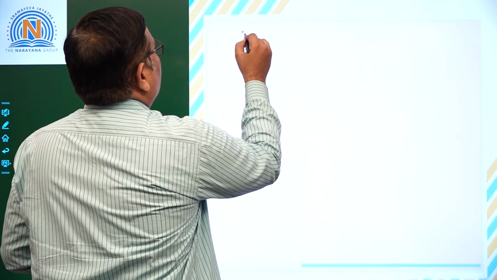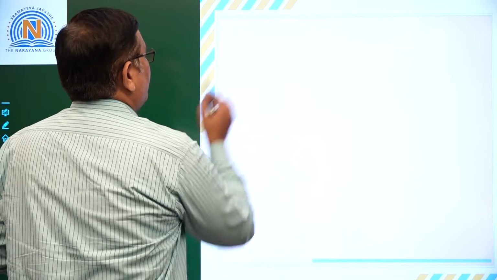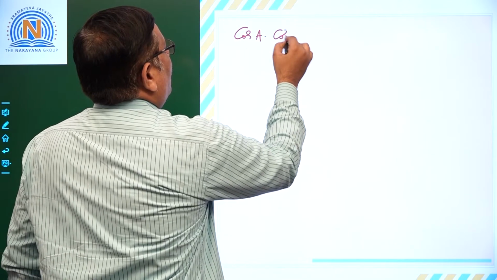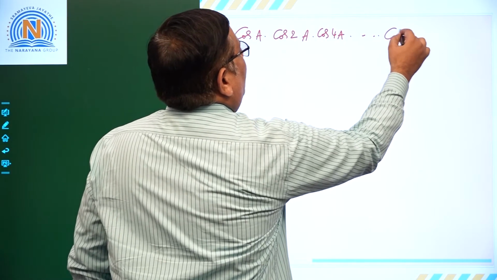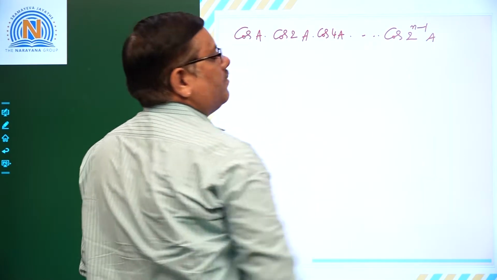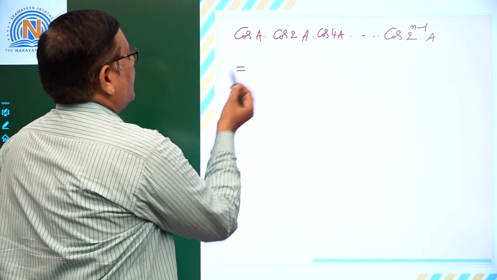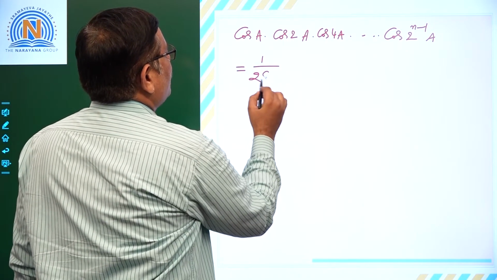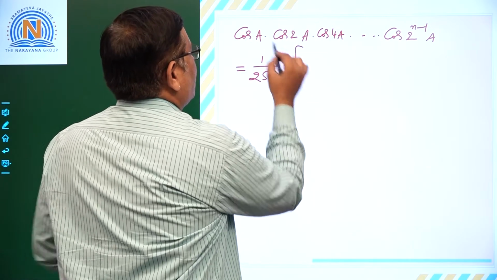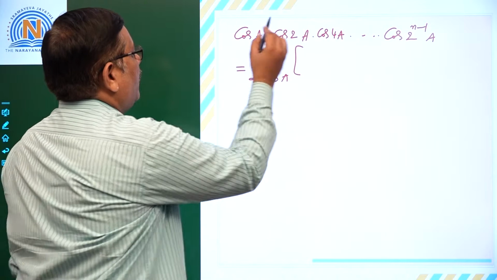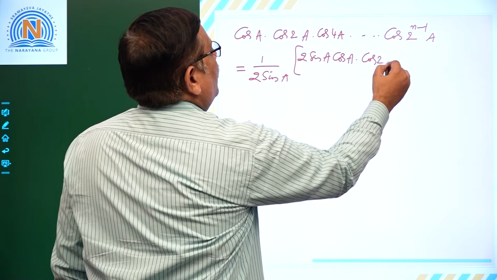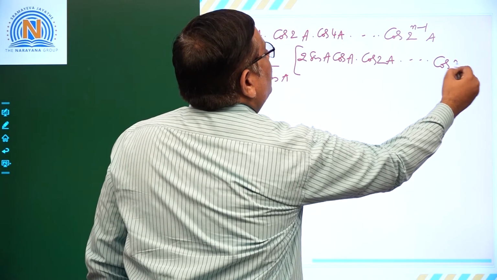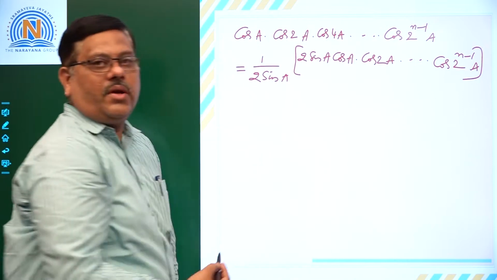We have cos A into cos 2A into cos 4A so on cos 2 power n minus 1 times of A. Let us multiply and divide with 1 by 2 sin A, both the sides I mean to say. What do you have then? 2 sin A cos A into cos 2A into so on into cos 2 power n minus 1 times of A. This is what we are going to have.